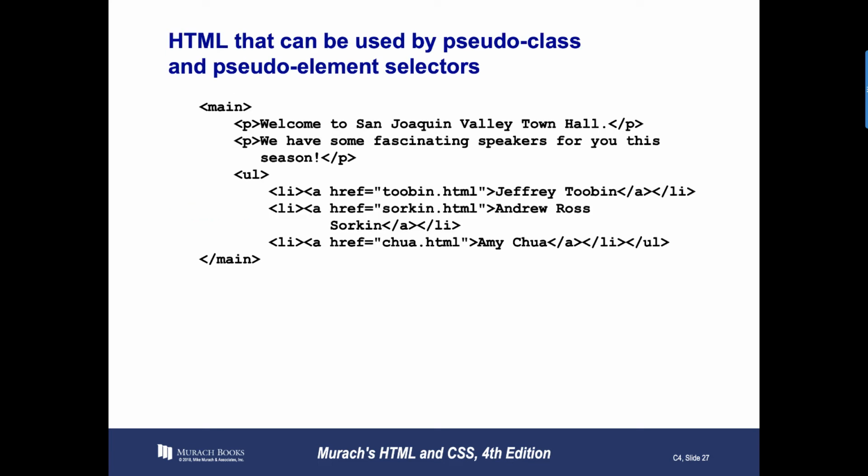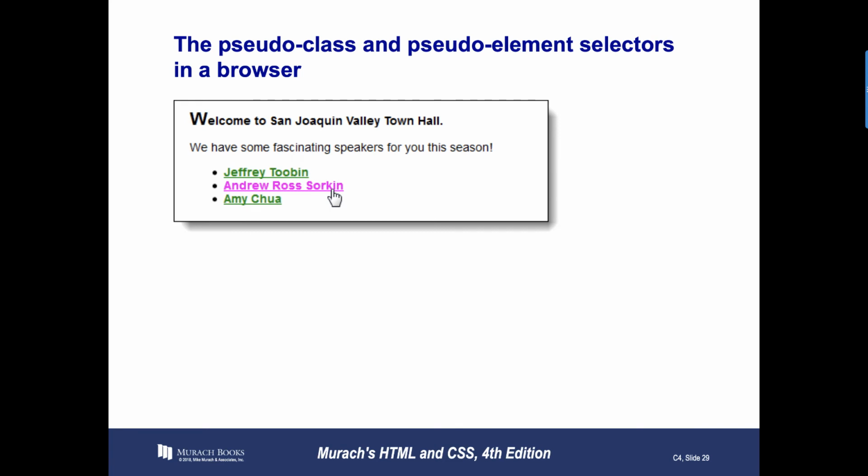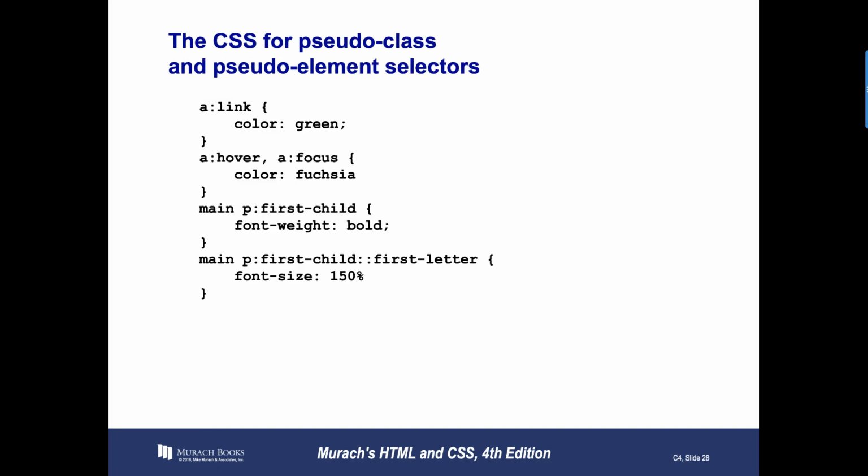HTML that can be used by pseudo-class and pseudo-element selectors. You can see there's a bunch of anchor tags, right? You've been working on this Tubin stuff with some of your assignments, right? So what this is doing is formatting the links, right, for different things. And the paragraph first child, font weight bold, and stuff like that. So let's look at this. See that W, how big it is? See that? That's all being done with CSS, right?